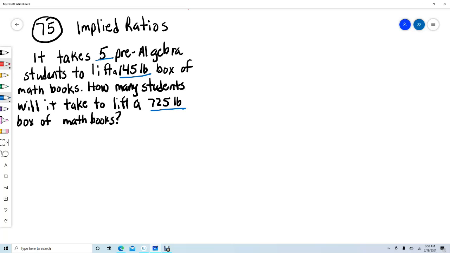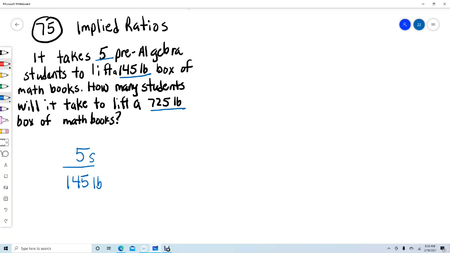Do we need them all? Well, remember we're setting up a conditional proportion. It should have 3 out of 4 values. And then we're looking for the last value, which is going to tell us how many pre-algebra students to lift that heavier box. So what is our implied ratio? It takes 5 pre-algebra students to lift a 145-pound box of math books. So 5 for 145 pounds. 5 students, 145 pounds. That's our ratio. How do we set up our proportion?